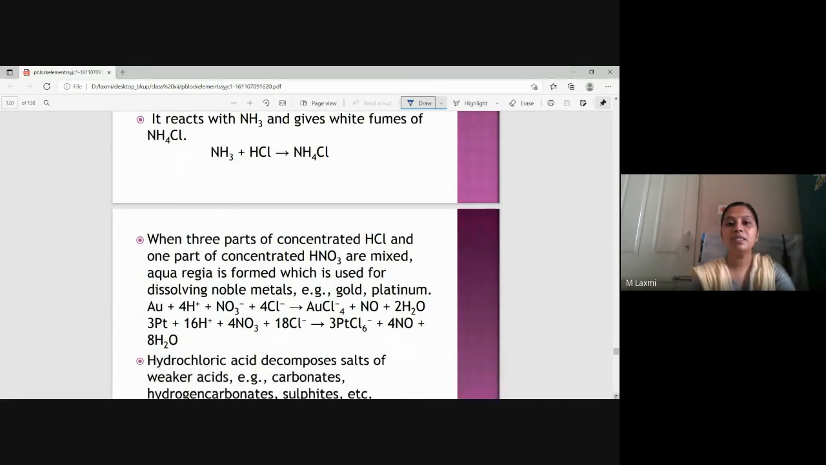When you mix 3 parts of concentrated HCl with 1 part of nitric acid, you will be getting a new reagent. The new reagent is called aqua regia. The main use of aqua regia is that it is used to dissolve noble metals like gold, platinum, etc. So what is aqua regia? 3 parts of concentrated HCl and 1 part of nitric acid. So that is meant to dissolve noble metals.